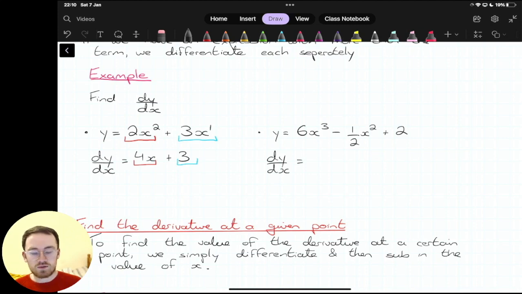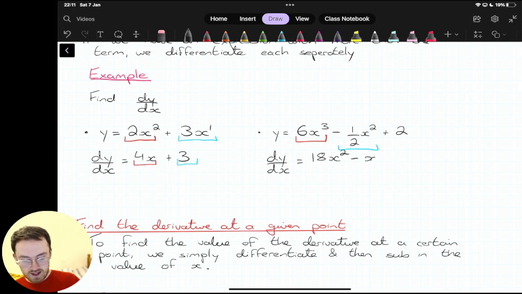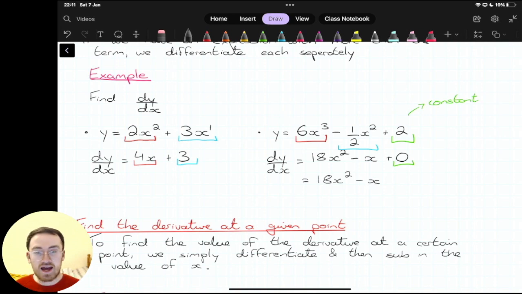dy dx is equal to, first of all, let's do this 6x cubed. If we differentiate that, we get 18x squared. Next, let's look at the minus half x squared. That becomes minus x. And lastly, if we look at the plus 2, we have to remember our new rule that we saw. 2 is what we call a constant. It has no x value. And we've said that if we differentiate a constant, the answer is 0. So we can say that that's 0, or we could leave it out altogether and write our answer as 18x squared minus x.